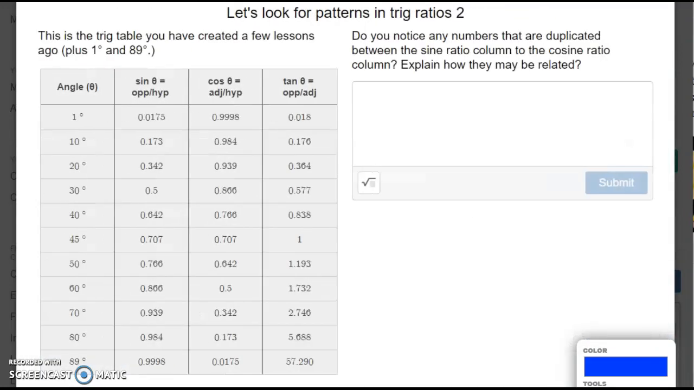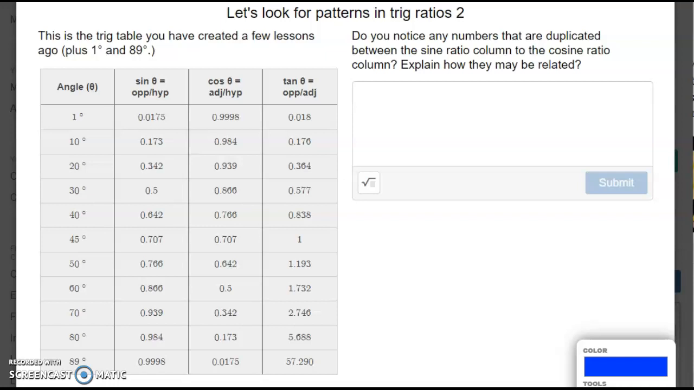Okay. So let's look for patterns in the trig ratios. Just knowing what we just discovered, do you notice any numbers that are duplicated between the sine ratio column and the cosine ratio column? Explain how they may be related.